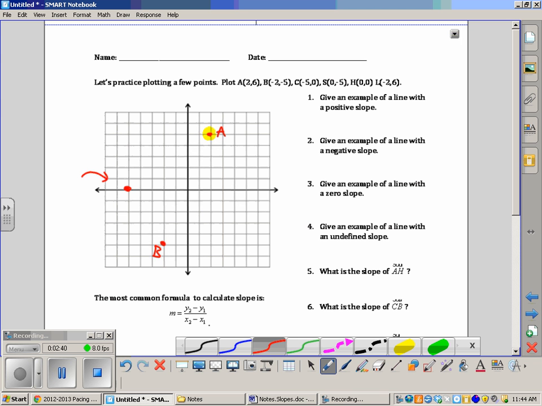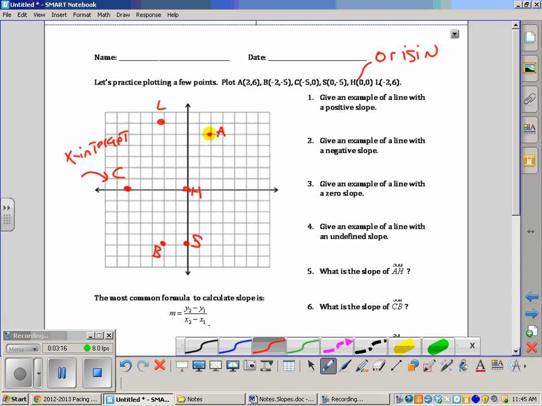Okay, that's going to be an x-intercept, and so we'll label that one C. And then S, 0, negative 5. So that's D. Oh no, S. And then H is the origin, that's 0, 0. And then L is negative 2, 6. So I just plotted the points in the four quadrants.